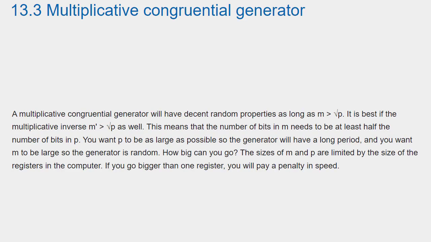A multiplicative congruential generator will have decent random properties as long as m is greater than the square root of p. It is best if the multiplicative inverse m' is greater than the square root of p as well. This means that the number of bits in m needs to be at least half the number of bits in p. You want p to be as large as possible, so the generator will have a long period, and you want m to be large so the generator is random.